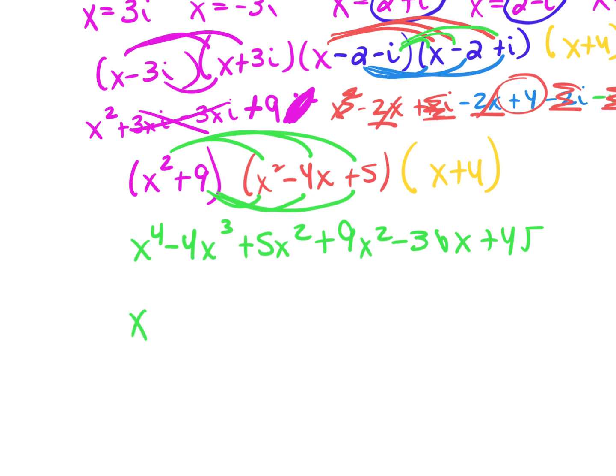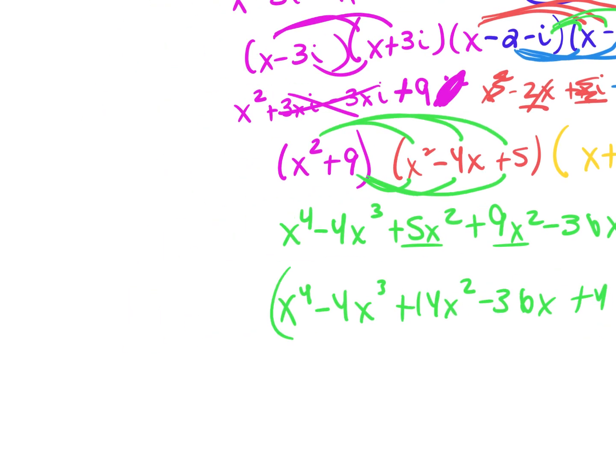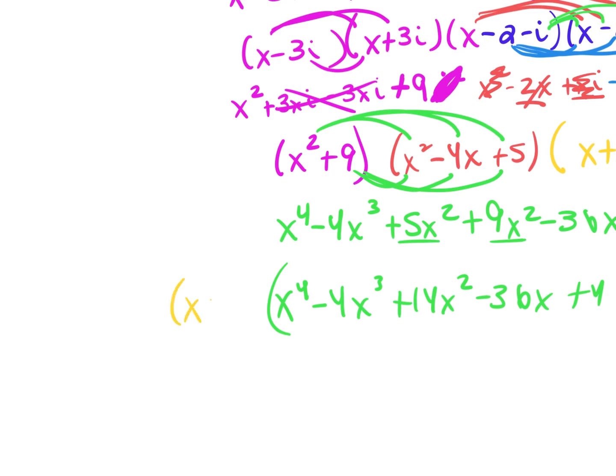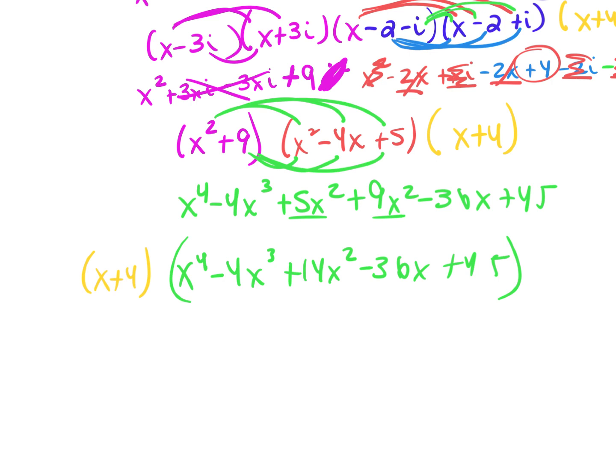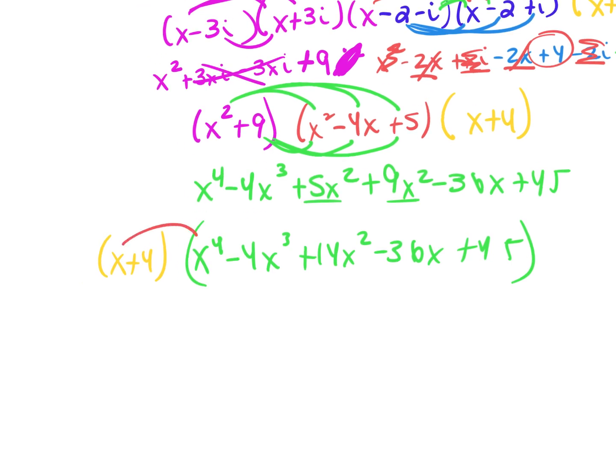All right, so you have x to the 4th minus 4x cubed plus 14x squared, minus 36x plus 45. And then I'm going to move this to the front just because I like it out in front. And then what do I do with x plus 4? Foil it in. So x times x to the 4th is x to the 5th.